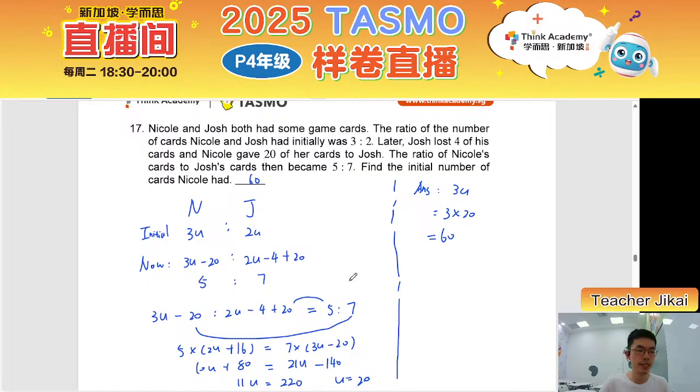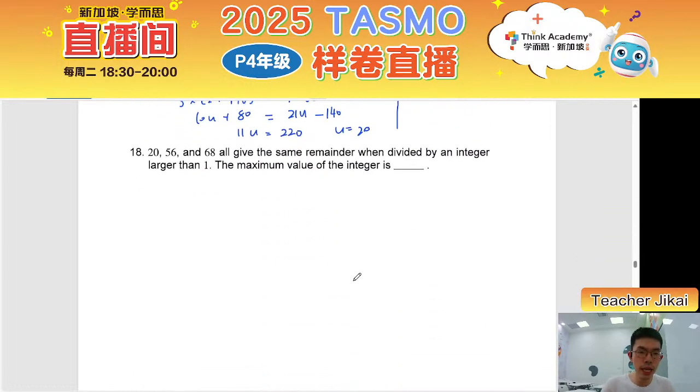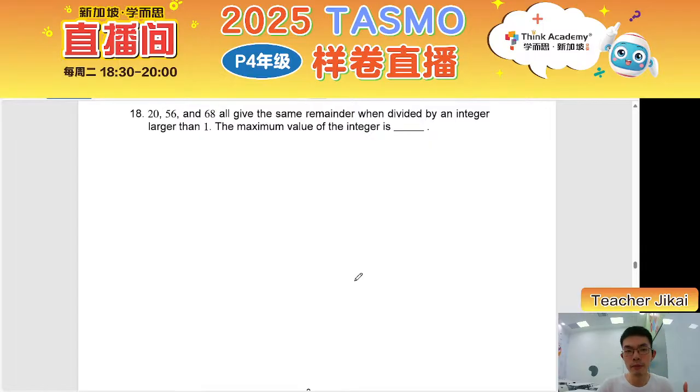Yeah, this is it. So now question 18. Number series question. So we have 20, 56, and 68. Will give the same remainder when divided by an integer larger than 1. So what is the maximum value of the integer?